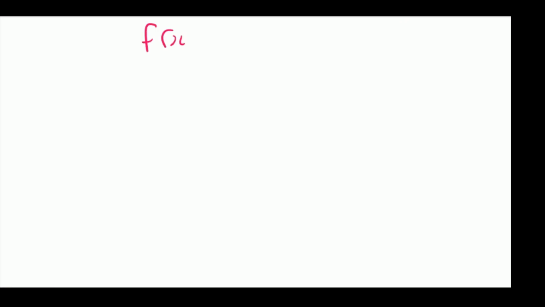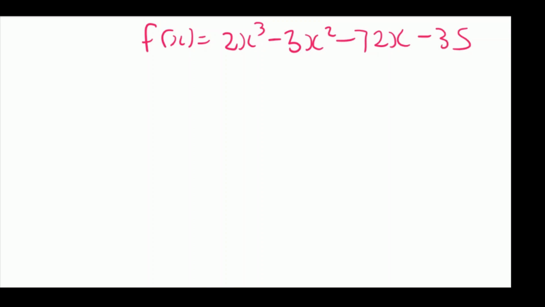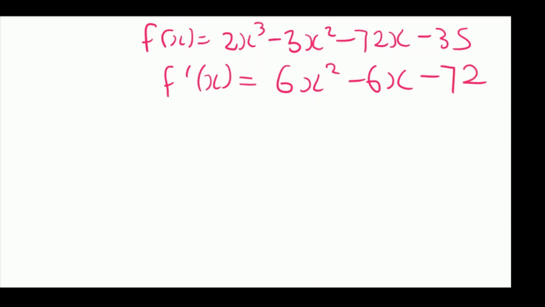So we have f of x equals 2x cubed minus 3x squared minus 72x minus 35, right? And we found the first derivative from the previous question to be 6x squared minus 6x minus 72. And I said the point of inflection is the second derivative, so we'll find the second derivative, which is equal to 12x minus 6, right?